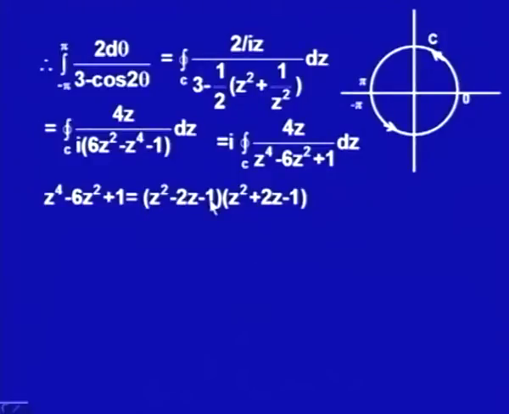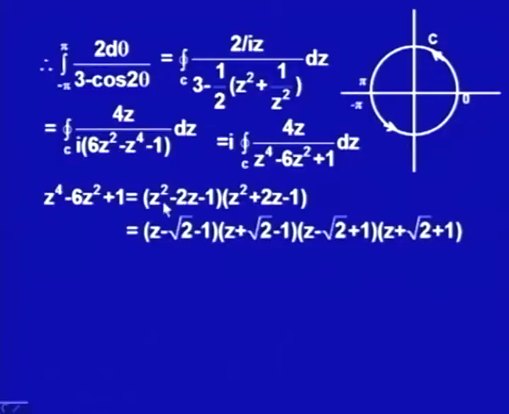Now, let us see one by one this z square minus 2z minus 1. If I take plus 1 here, I would get minus 2, so z square minus 2z plus 1, that is z minus 1 whole square minus square root 2 whole square. Again we would use the same identity. So first one I would get z minus 1 minus root 2, z minus 1 plus root 2. Similarly here we would get z plus 1 minus root 2 and z plus 1 plus root 2. So all the factors are z minus root 2 minus 1, z plus root 2 minus 1, z minus root 2 plus 1, z plus root 2 plus 1.